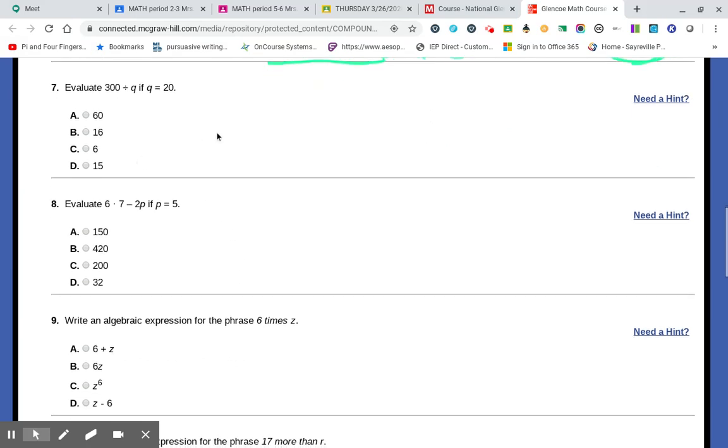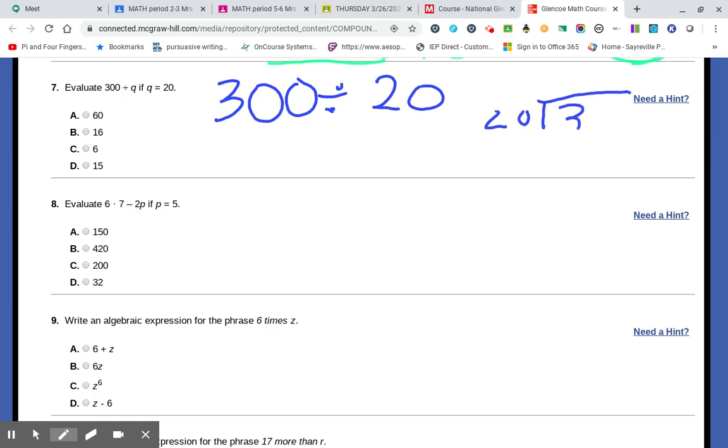Number 7, evaluate the expression. The expression is 300 divided by Q. All right, 300 divided by Q, and Q equals 20. So substitute the 20 in for the letter Q. Instead of 300 divided by Q, it's going to be 300 divided by 20. Then we do our math, and you are allowed to use a calculator, but I'm just going to do it over here, or at least show you how to set it up.